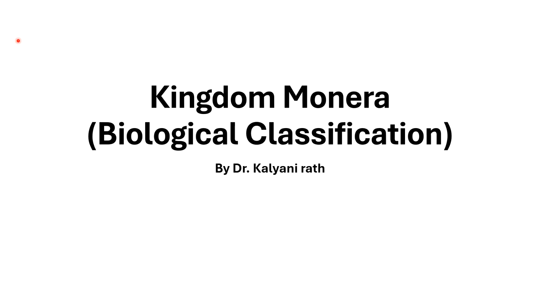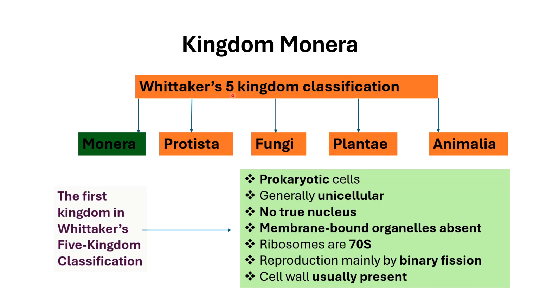In today's class, we are going to understand about Kingdom Monera under the chapter Biological Classification. If you take Whittaker's 5 kingdom classification, organisms we know are classified into Monera, Protista, Fungi, Plantae and Animalia. So Monera is the first kingdom under the Whittaker's 5 kingdom classification, and it comprises all the primitive organisms that are prokaryotic in nature. All others are eukaryotic organisms.